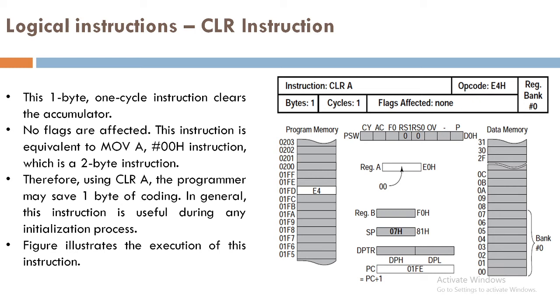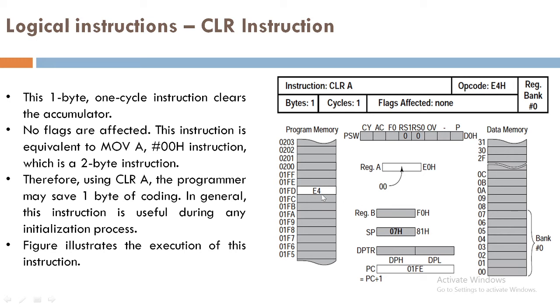Okay, so now let's move on to the next type of instruction. Here we can see it is the CLR instruction. The CLR instruction is a 1 byte, 1 cycle instruction, and it clears the content of the accumulator, and none of the flags get affected. After the execution of this, the content of register A is cleared, and the operational code given here is E4.